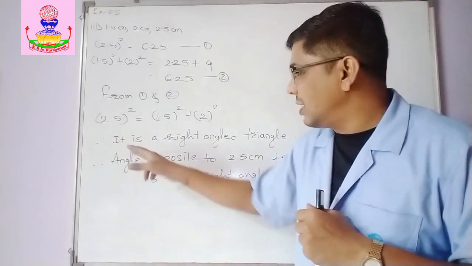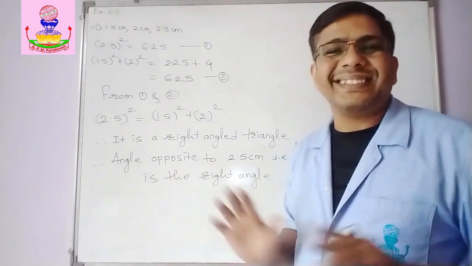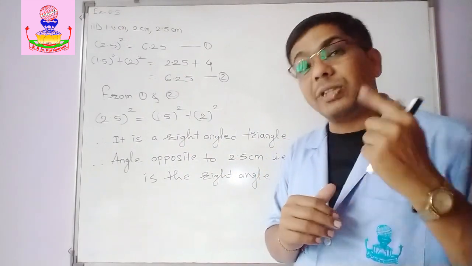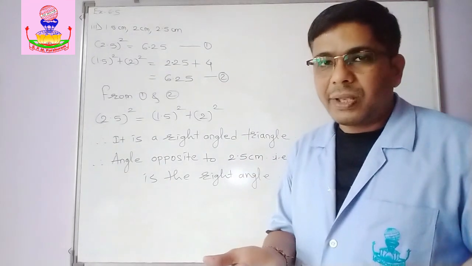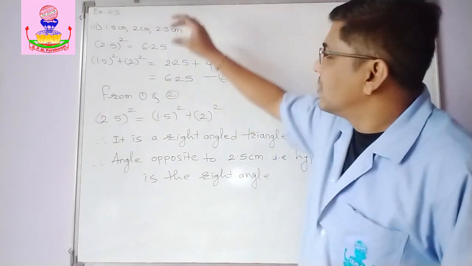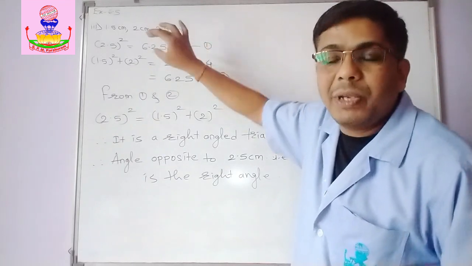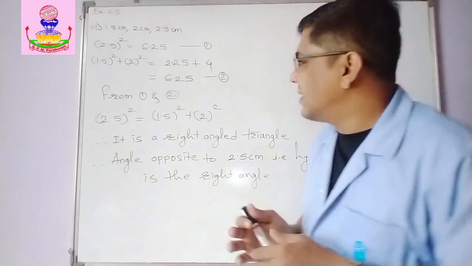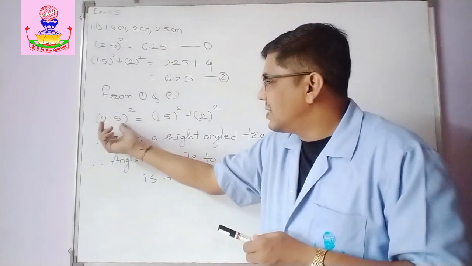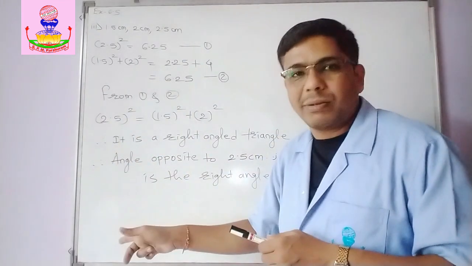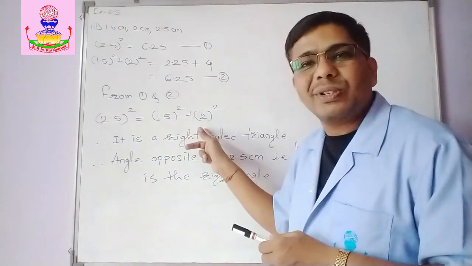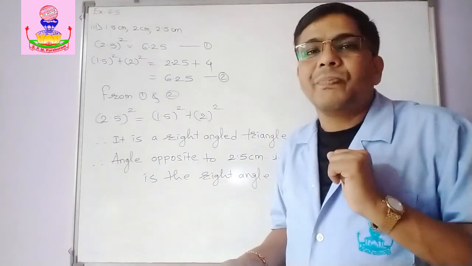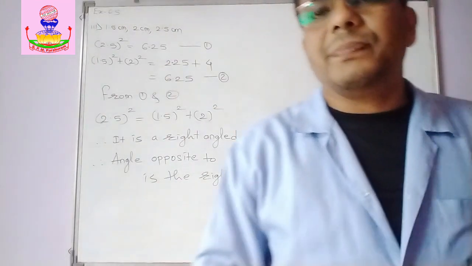If you do not get it, then your statement will be, therefore it is not a right angle triangle. Luckily, in both the cases I got a right angle triangle. But in some cases you may have examples where the square of the longest side is not equal to the sum of the squares of the remaining two sides. In that case you will show it here: this is not equal, you will give a cross. You know how to do that. Then you will say, therefore it is not a right angle triangle. I hope you understand. Okay, now let's move to the next example.